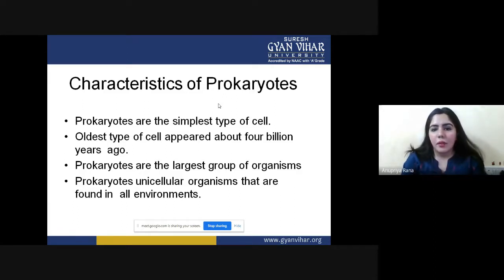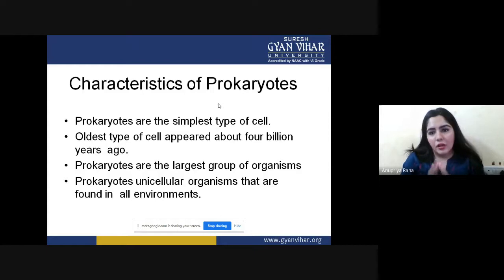They are the oldest type of cell, appearing about 4 billion years ago. We can call them ancestral cells. They are the oldest cells present on the earth. As we already discussed in the last slide, eukaryotes are the new ones and prokaryotes are the oldest ones. They are the largest group of organisms. If we talk about the number of organisms which have prokaryote cells, there is a large variety of organisms whose cell structure is prokaryotic.